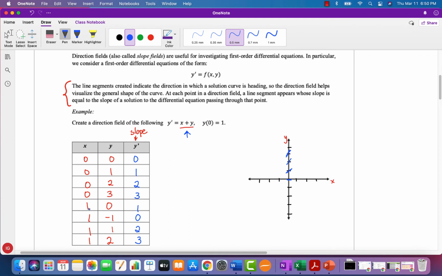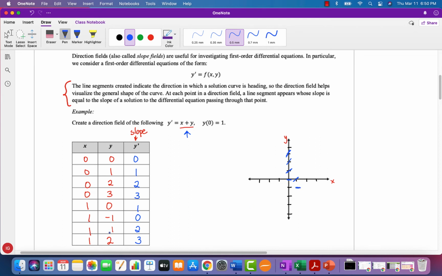And then I'm going to move on to point (1, 0). At (1, 0), my slope is 1, so it's parallel to this one. At (1, -1), my slope is 0, so I have a flat little line.